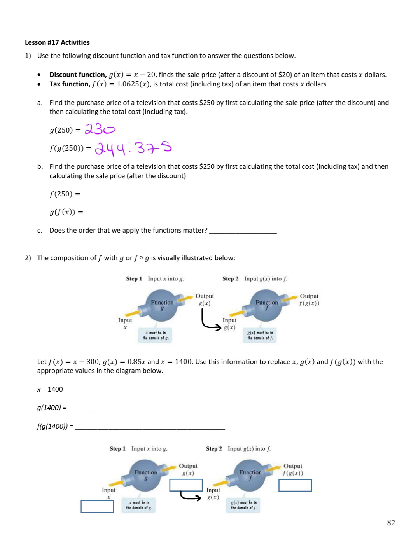Okay, now I want to find the purchase price of a television that costs $250 by first adding tax and then taking a discount. So 250 times 1.0625, that gives me 265.625. Then take your $20 off and you get 245.625. Okay. So does the order we apply the function matter?